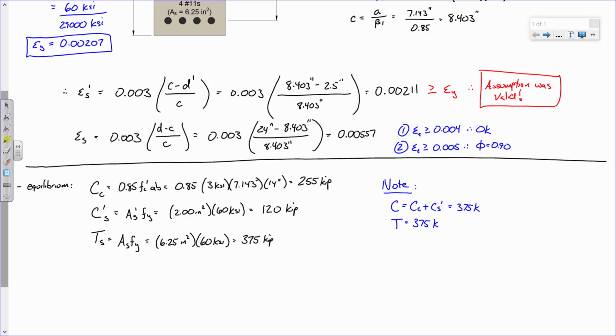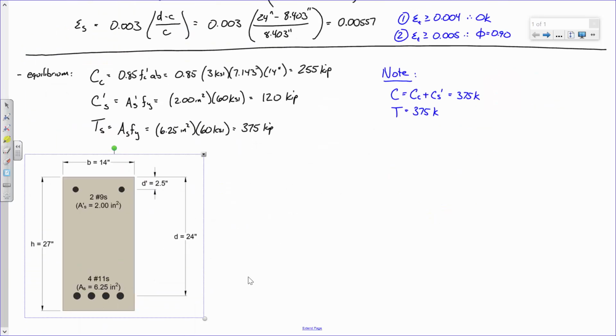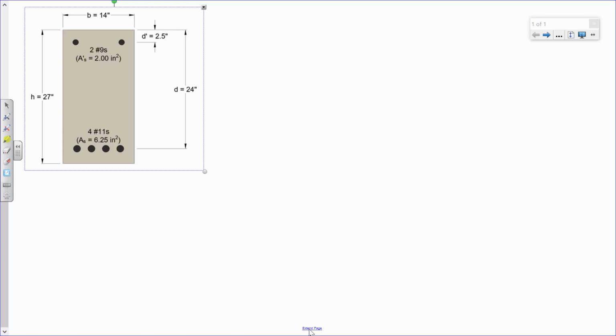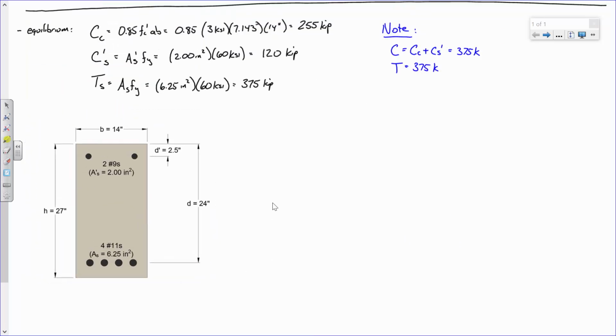Now, I'm lazy, so I'm going to copy this over. We'll copy this down. You all can put this on your notes there. But remember, when we compute a moment capacity, we need two things. We need a force and what? A distance. So we need a moment arm, right?